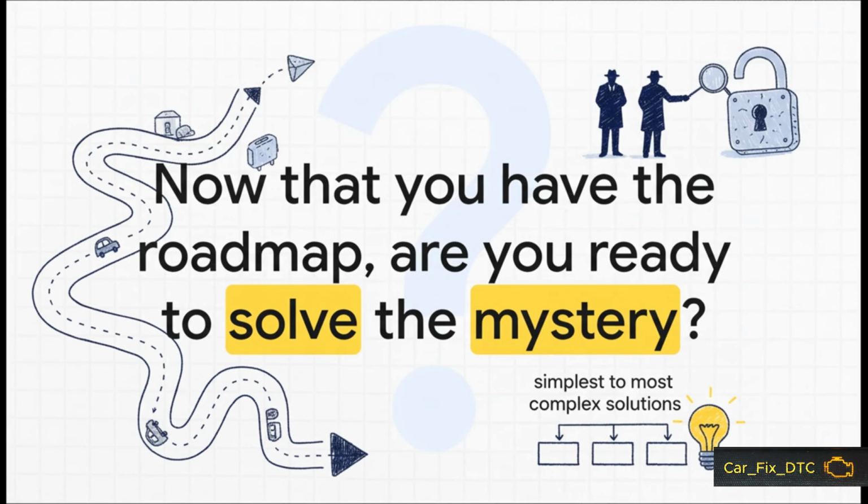So there you have it. We've laid out the map, we've identified the suspects, and we've outlined the solutions, from the simple to the complex. The key is just to be systematic. This isn't just some frustrating error code, it's a puzzle, and it's waiting for you to solve it. So the only question left is, now that you have the roadmap, are you ready to solve the mystery?